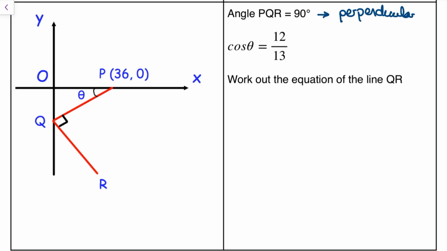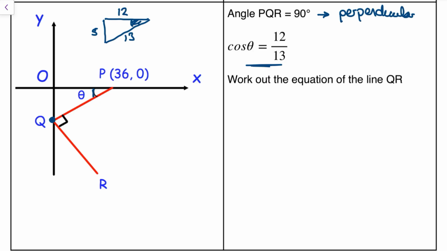But I can't do that unless I know what this point here is, because I need the point Q so I can work out the equation of the line. Let's first of all think about why I'm given this here. So cos theta equals 12 over 13. So theta is here. So let's draw the triangle over here, because I think I know where this one's going. So cos theta is adjacent over hypotenuse. That's 12 over 13.